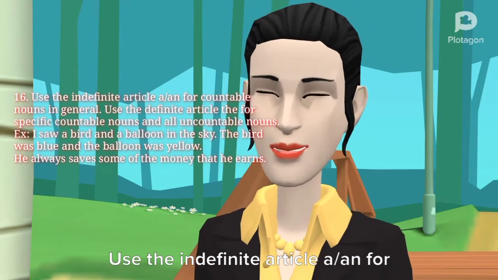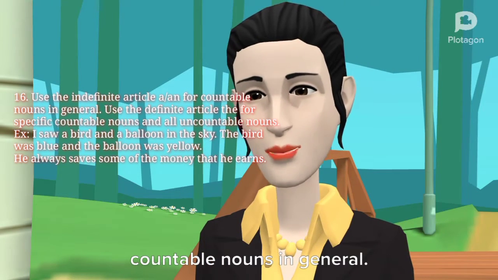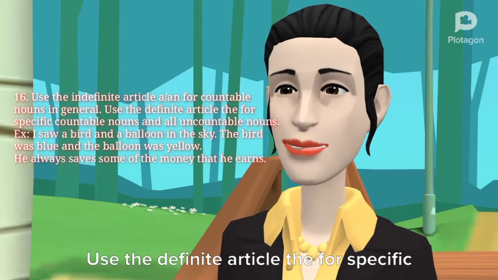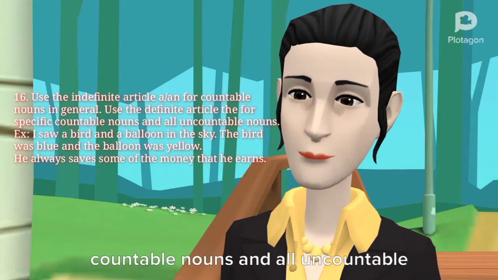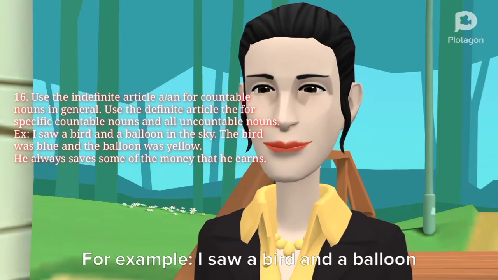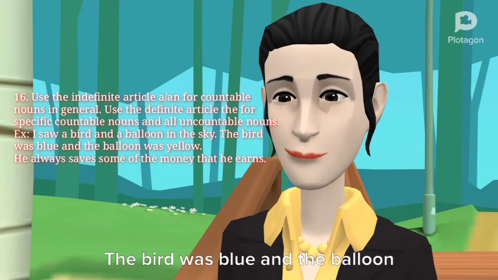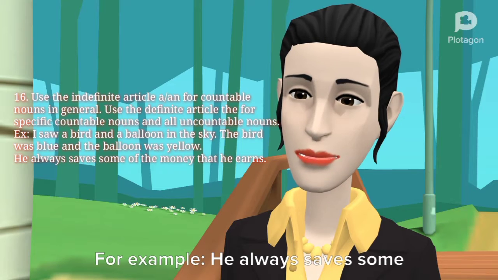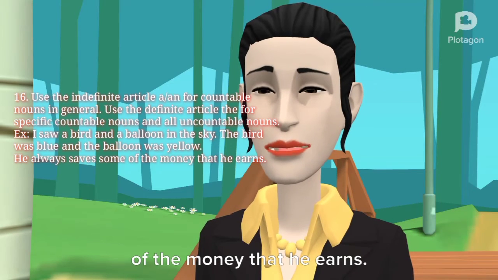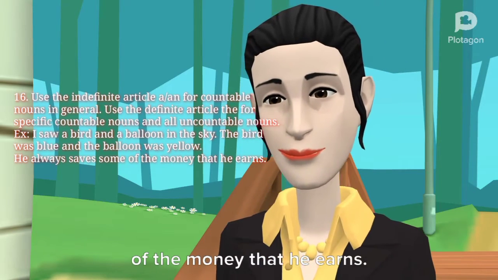16. Use the indefinite article a and an for countable nouns in general. Use the definite article the for specific countable nouns and all uncountable nouns. For example, I saw a bird and a balloon in the sky. The bird was blue and the balloon was yellow.